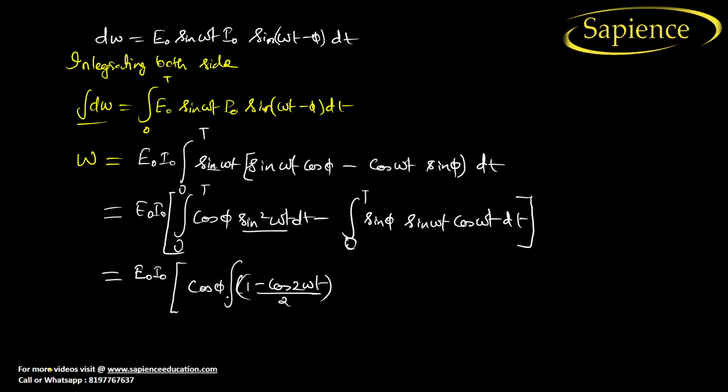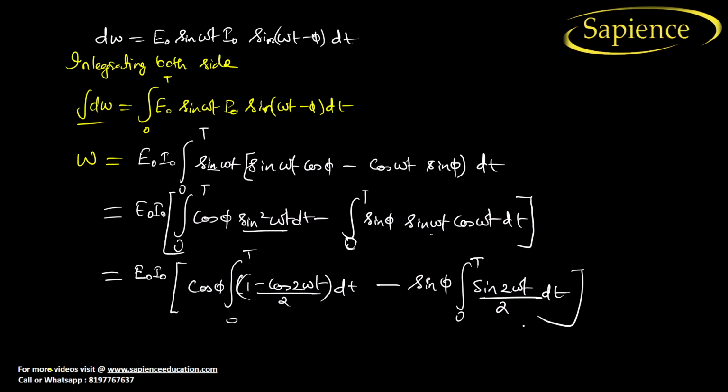And we should integrate from 0 to time period T, with respect to dt, minus. Here sin phi is constant. So over a time period of 0 to T, we can write sin omega t into cos omega t as sin 2 omega t by 2 into dt.